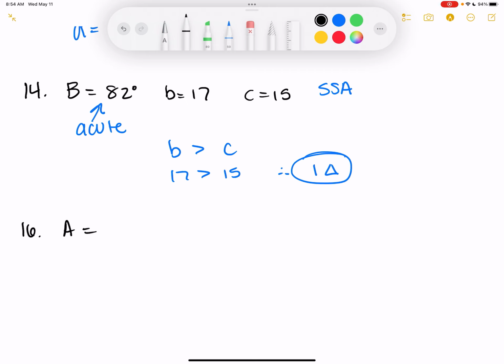Alright, A is 73 degrees, A is 24, B is 28.